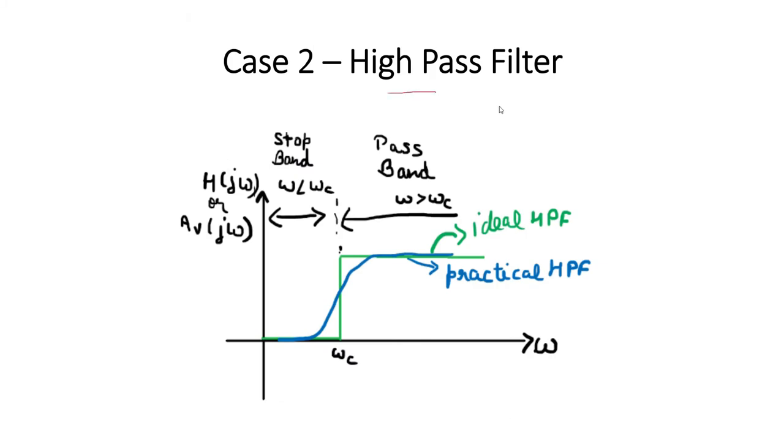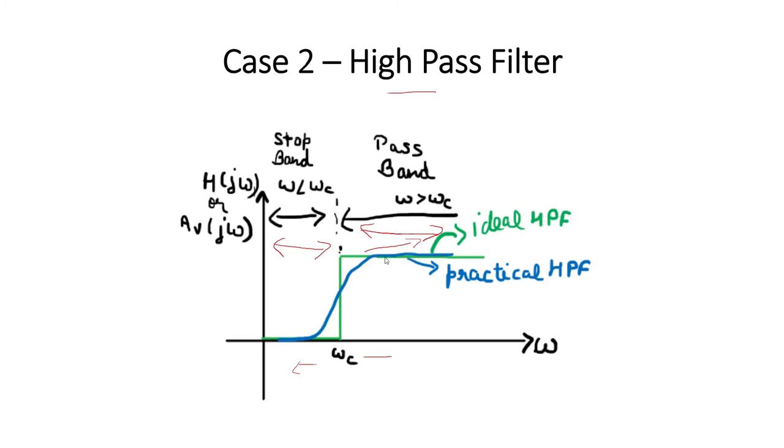Now case 2 is the high pass filter. High pass filter is just opposite to the low pass filter. So here all the frequencies greater than the cutoff frequency are passed, and all the frequencies less than the cutoff frequency are blocked. Therefore this is called the pass band, and now this is called the stop band. This green one is the characteristic of the ideal high pass filter.